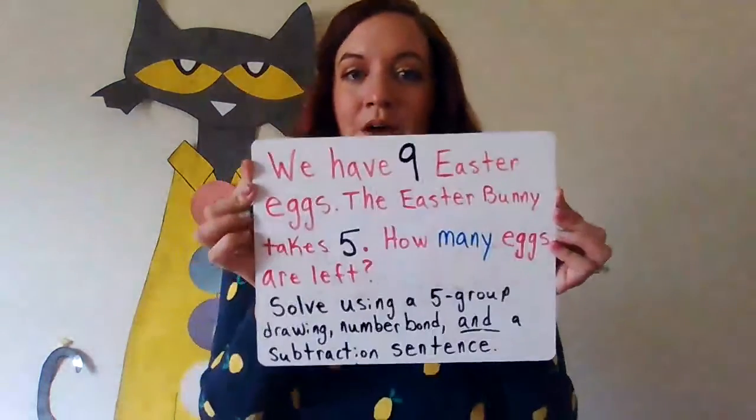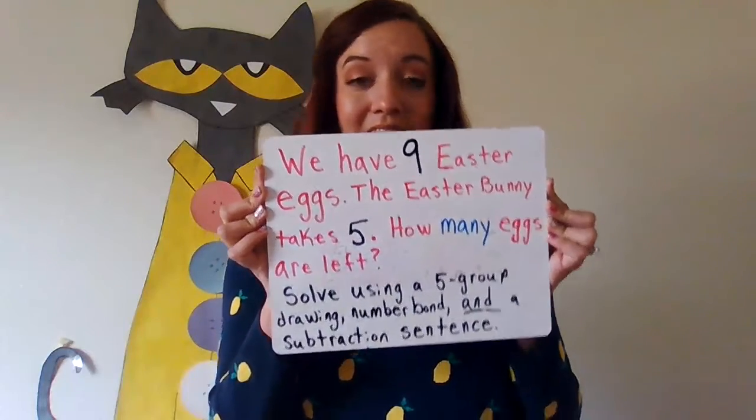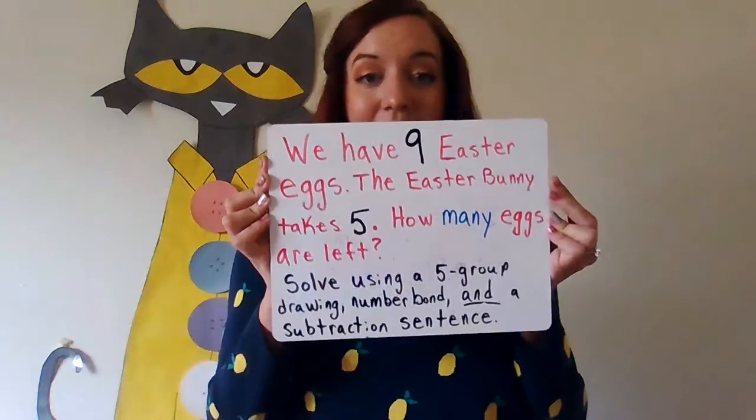Now today's math question of the day has nothing to do with Pete the Cat, and there is a specific way that you have to solve it, but it is pretty fun because it has something to do with Easter eggs. Today's math question comes from Module 4, Lesson 35. That's the lesson that we would be on today in the classroom. Our math question says, we have 9 Easter eggs. The Easter Bunny takes 5. How many eggs are left?